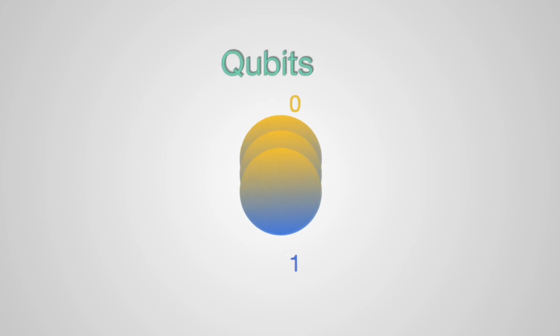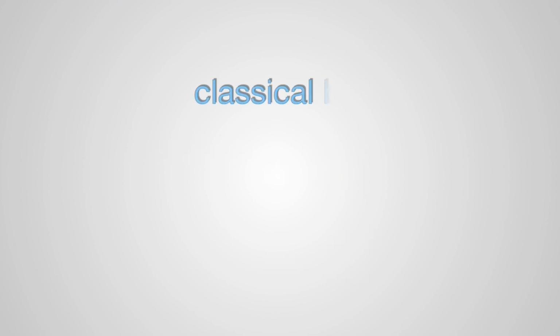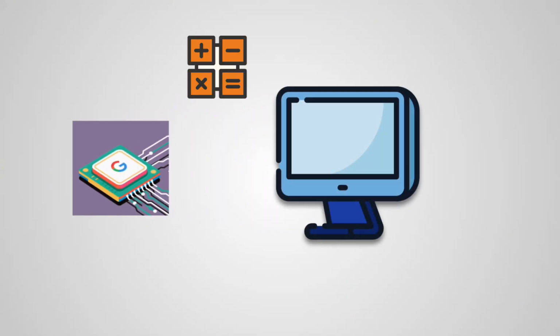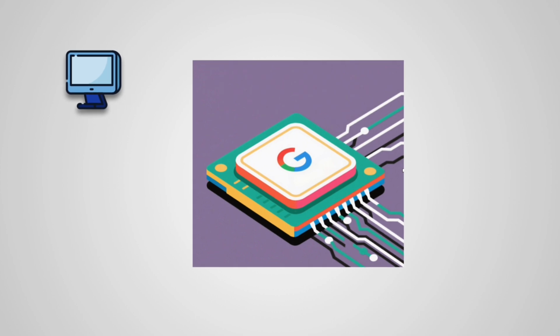For example, 3 qubits can exist in a superposition of 8 states simultaneously, whereas a classical computer can only process one state at a time. Quantum computers solve complex problems, such as cracking encryption, much faster than classical computers. For example, Google's Willow chip, a quantum computer, solved a problem in under 5 minutes that would take a classical supercomputer 10 to the power of 25 years.